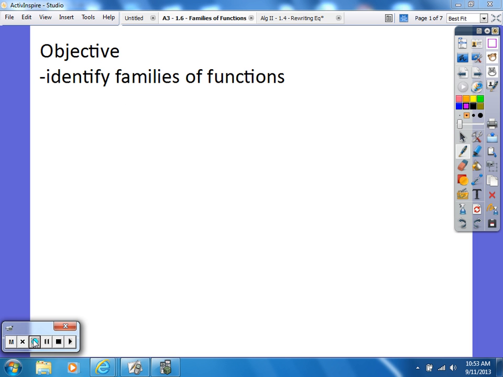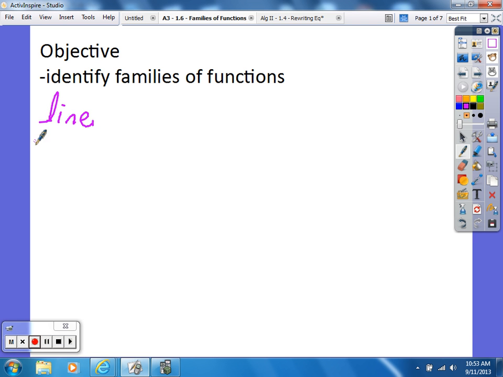So today we're going to work on identifying families of functions. So we know several different families. One of them is a line. Oh, my board's off all of a sudden. There we go. One of them's a line.